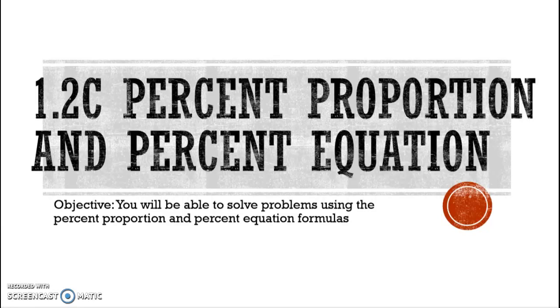Today's lesson is about percent proportion and percent equations. So the objective is for you to be able to solve problems using the percent proportion and percent equation formulas.